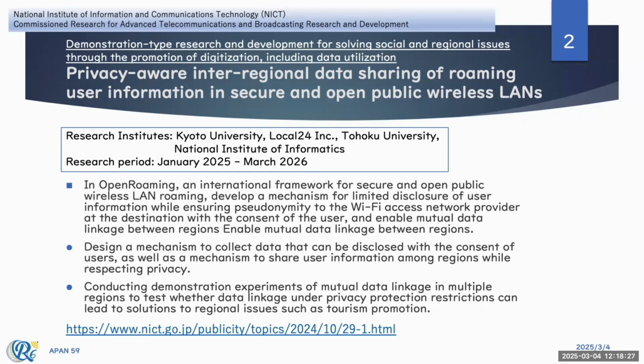This research theme will design a mechanism to collect data that can be disclosed with the consent of the users, as well as a mechanism to share user information among regions while respecting privacy. We will also conduct demonstration experiments of mutual data linkage in multiple regions to test whether data linkage and privacy protection restrictions can lead to a solution to regional issues such as tourism promotion.